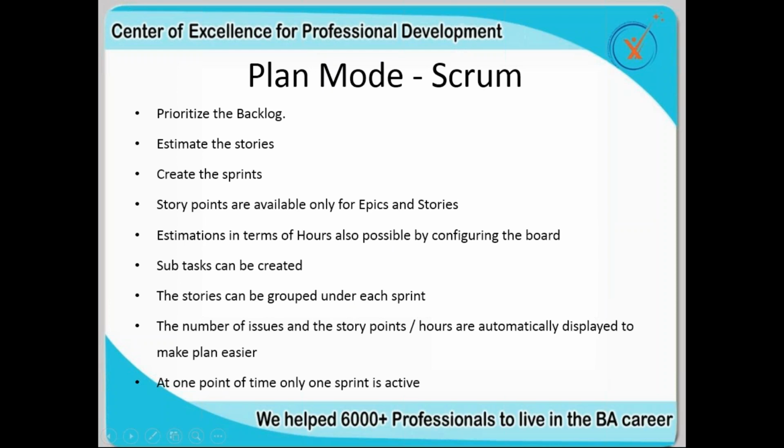So there are two modes that we are having in Scrum. One is your plan mode and one is your work mode. In plan mode, in Jira tool, you are going to prioritize your backlog. You have to provide story estimation. You have to create sprints. You have to prepare story points. You have to do the estimation, timely estimation. You have to work on subtasks. You have to create subtasks. Okay. So all these things will be done in the plan mode.